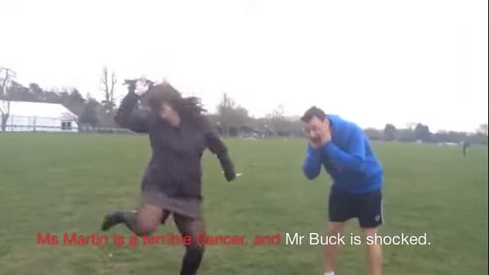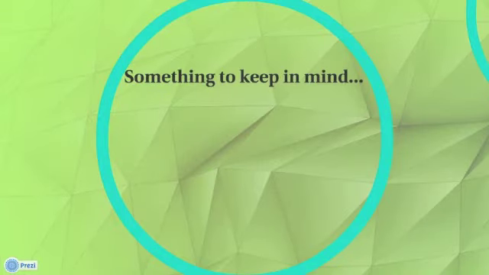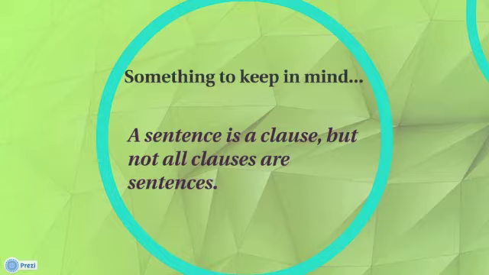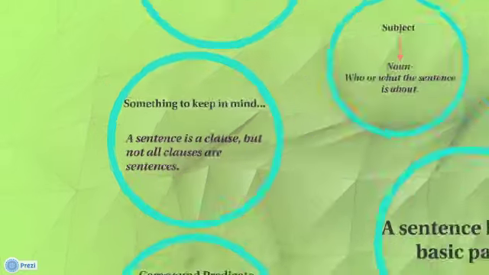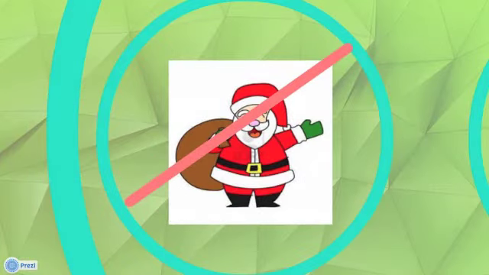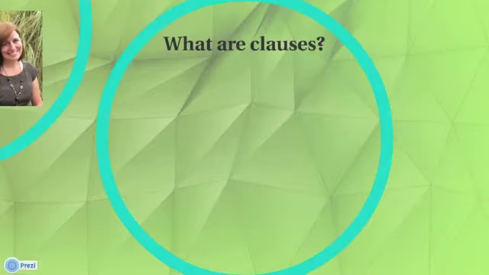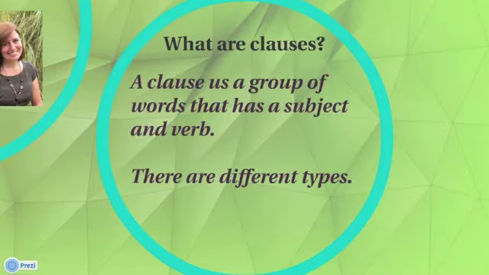Ms. Martin is a terrible dancer, and Mr. Buck is shocked. Now, here's something to keep in mind. A sentence is a clause, but not all clauses are sentences. What do I mean by that? Well, a clause is not this, and a clause is not this. When we are talking about clauses in grammar, we are talking about a group of words that has a subject and a verb, and they're different types of clauses.